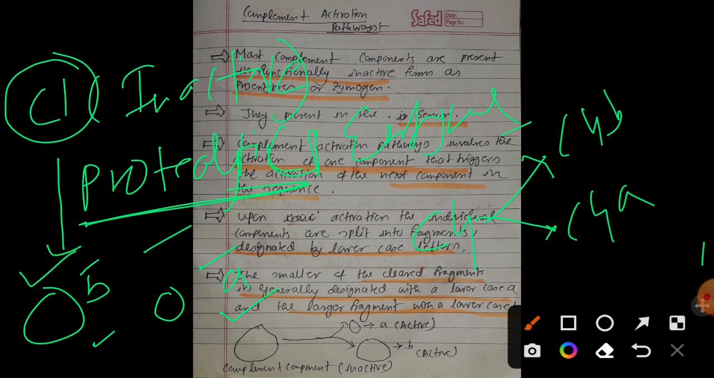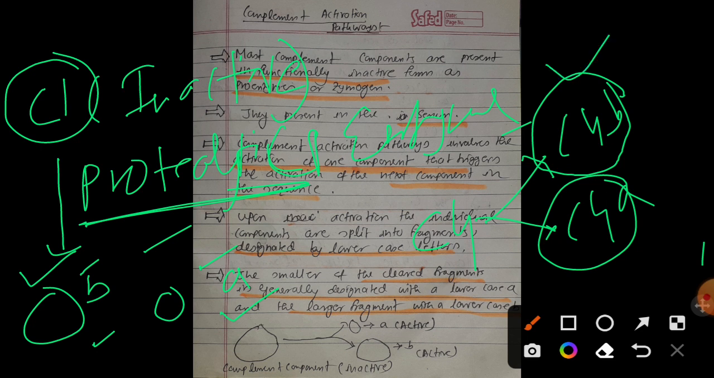Clear? Now the larger fragment will bind with the target near the site of the activation, and the smaller fragment will diffuse from the site and facilitate a localized inflammatory response. Meaning, C4b is going to take part in further reactions and C4a creates a localized inflammatory response.